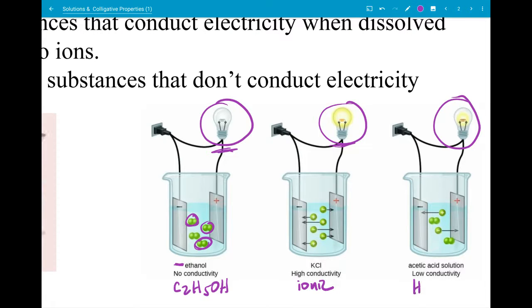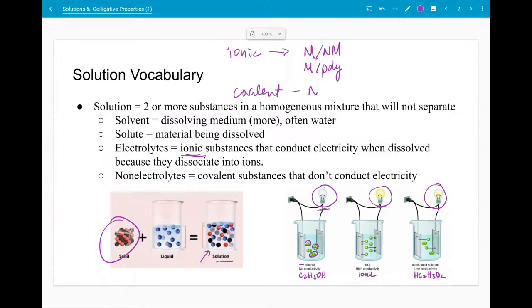Then on the far right here, we have the acetic acid solution. So acids are going to conduct electricity. Strong acids will conduct strongly and weak acids will conduct weakly. And we'll get into that in a whole separate unit.